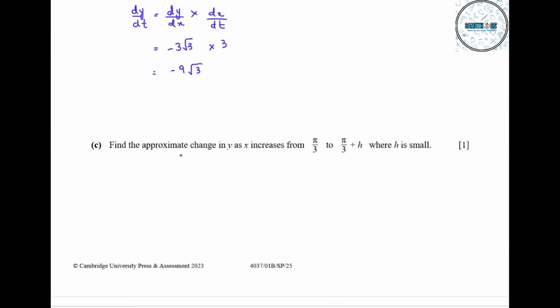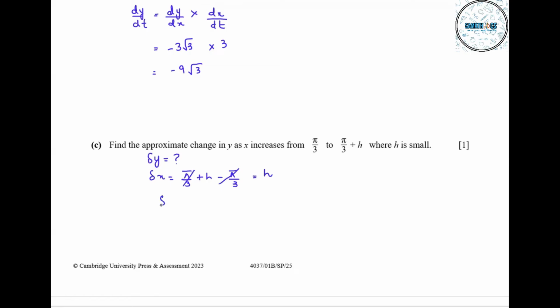Part C, find the approximate change in y as x increases from pi upon 3 to pi upon 3 plus h, where h is small. We have to find out delta y, and we require delta x, which is pi upon 3 plus h minus pi upon 3. So this and this will be cancelled out. So delta x is equal to h.